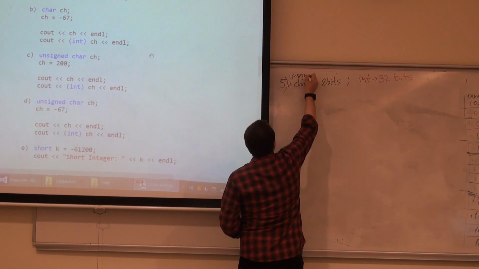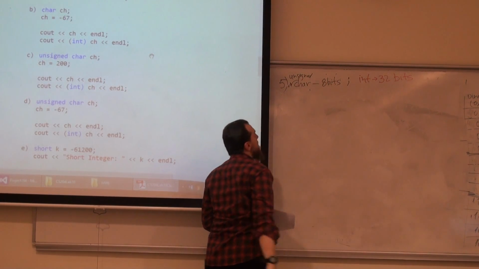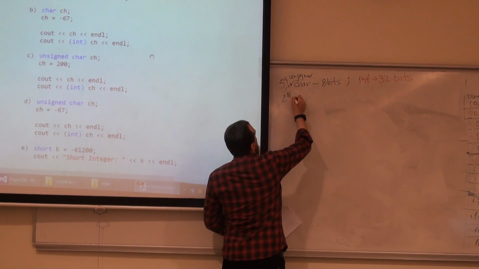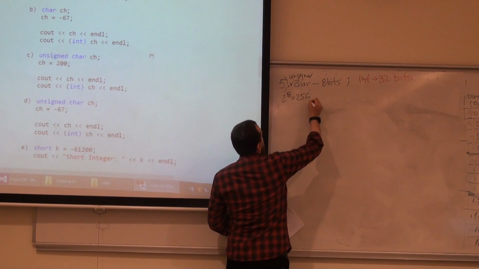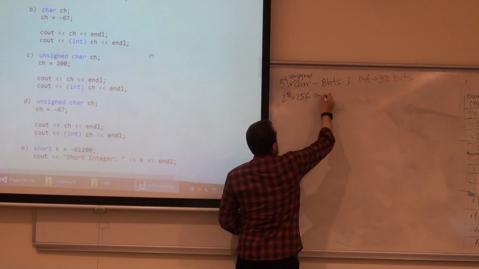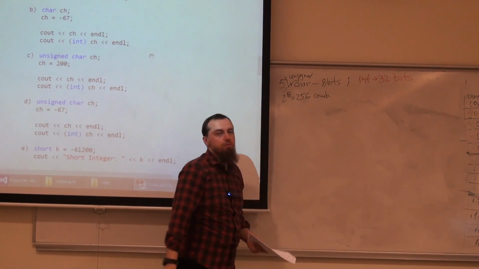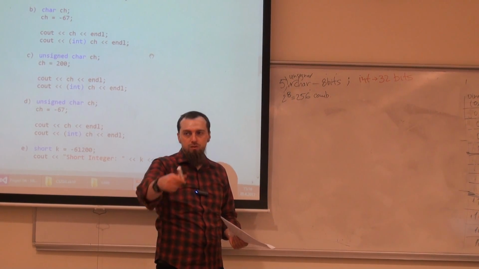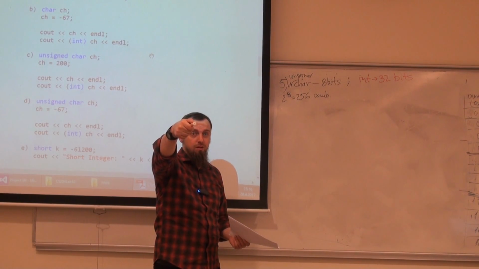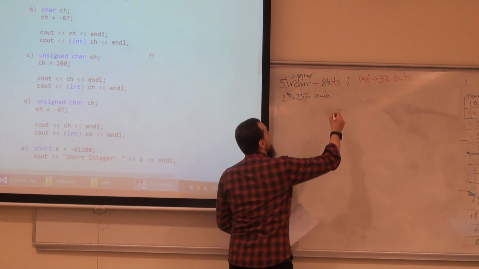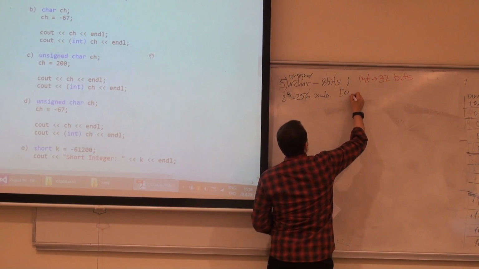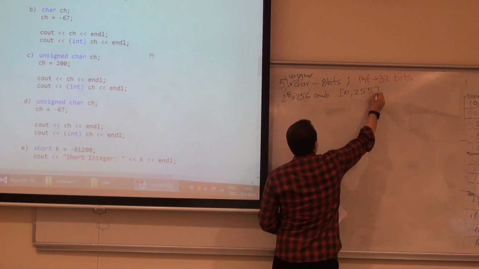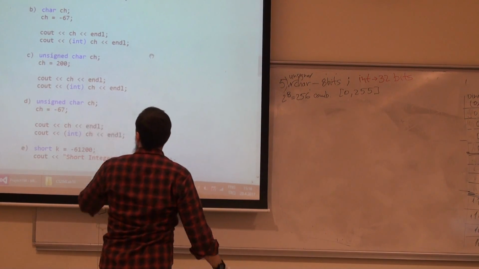So I'm going to write it like this here. Unsigned characters. They also have 8 bits. They also have 2 to the power of 8, it's 256 combinations. What's the range? Can you tell me? We don't have negative here. Yes? The range 0 to what? 0 to 255.